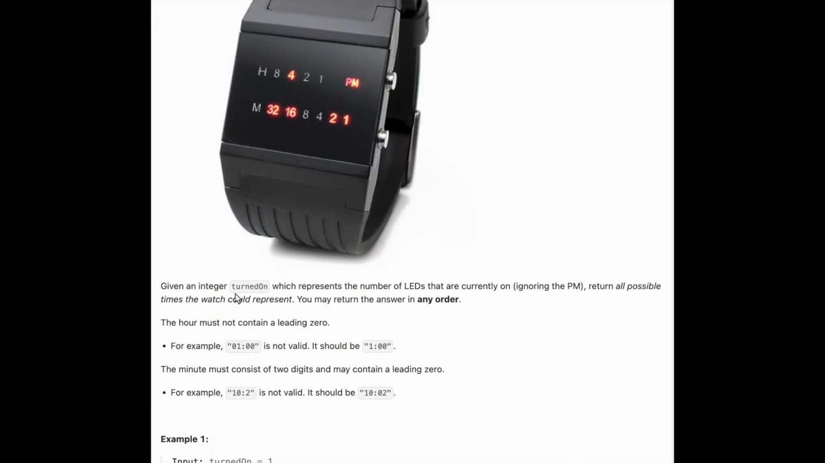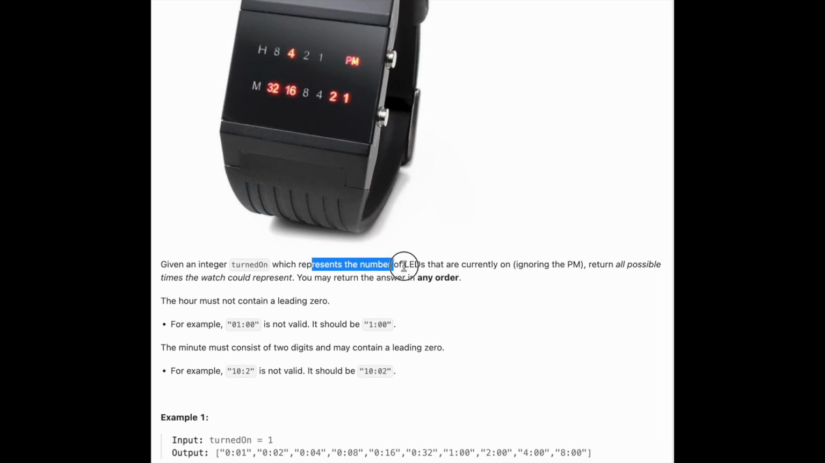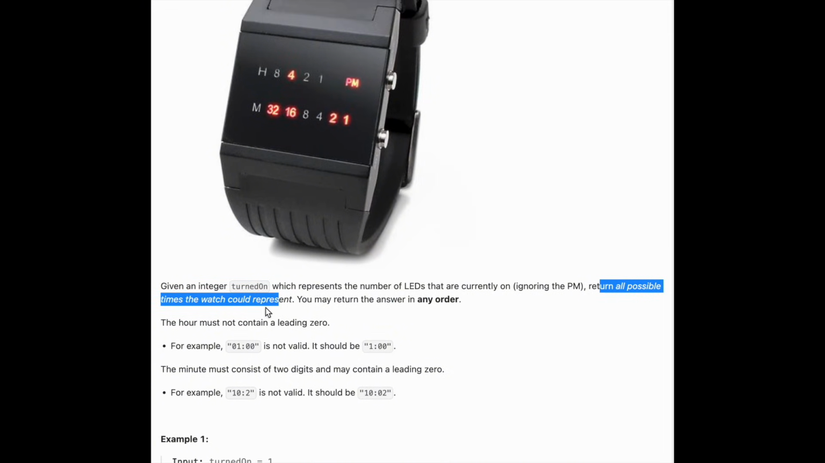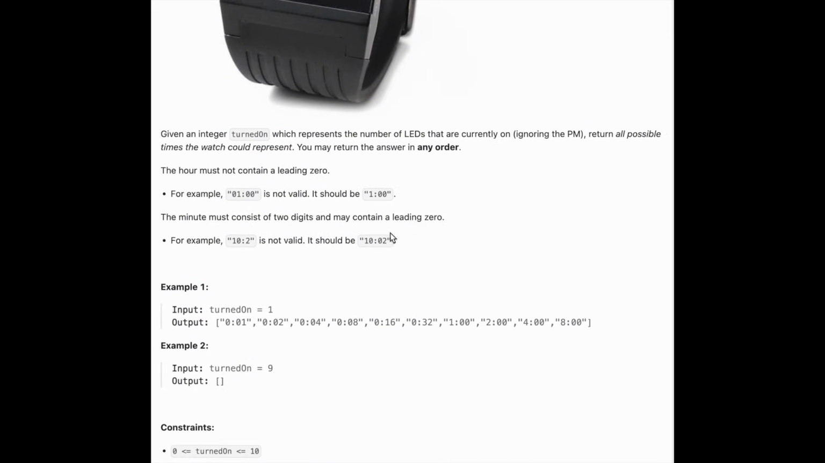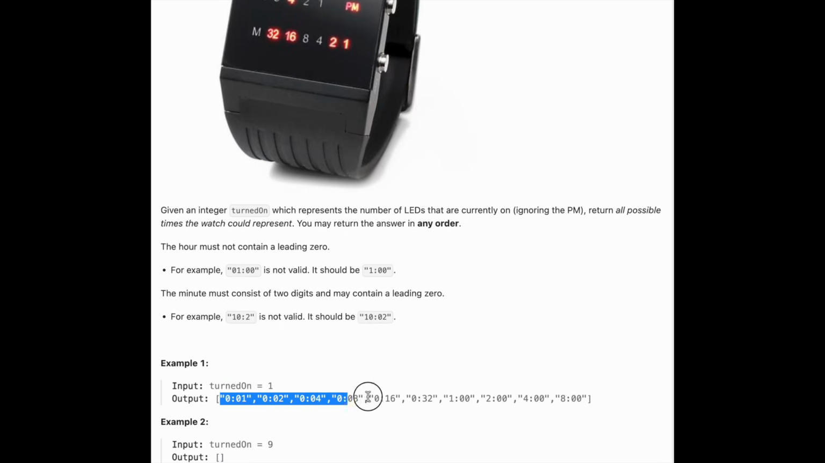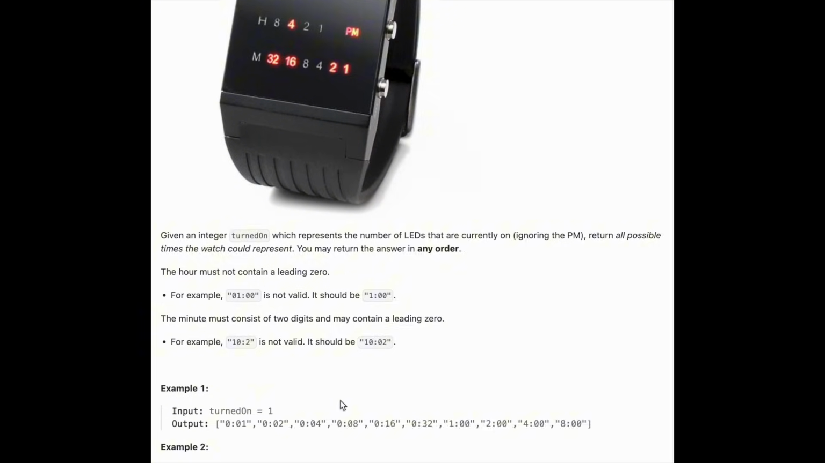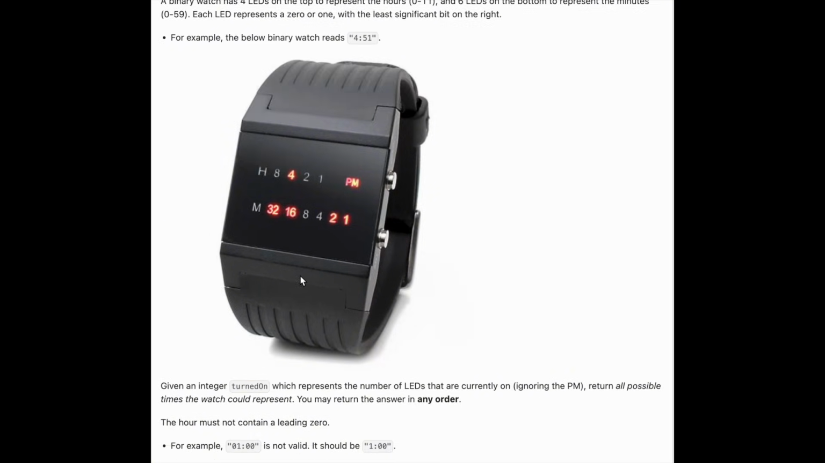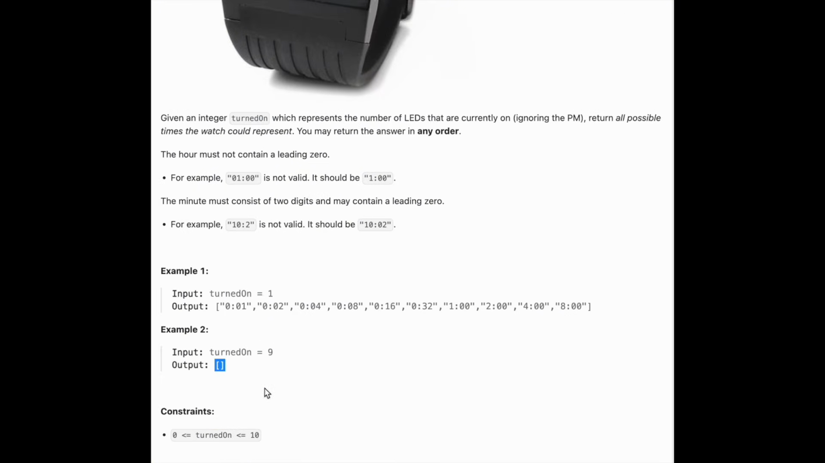Now we will be given an integer turnedOn, which will represent the number of LEDs that are turned on in the binary watch, and we want to return all the possible times that the watch could represent with that number of LEDs turned on, and we can return them in any order. So in this example, when one of the LEDs is on, we see that these times all match that, and when we want the watch to have 9 lights turned on, there are no ways to make that happen, so we return an empty array.